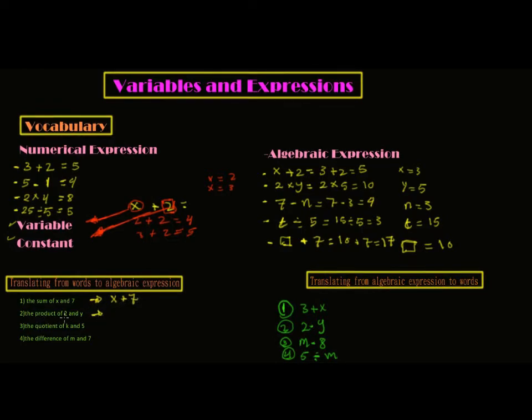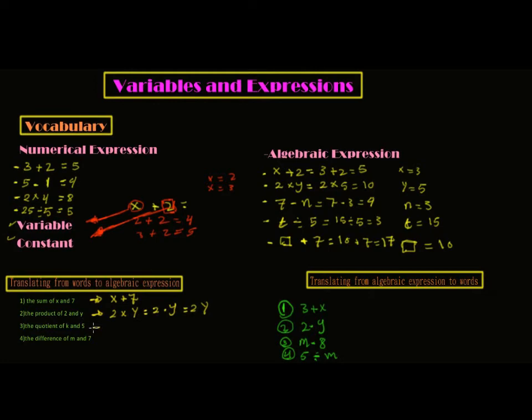The second one, the product of 2 and y. The product means I will find the result of multiplication. So here I have two elements, one of them is 2 multiplied by, another one is y. So our expression is going to be 2 multiplied by y. But in some cases, students read it as 2xy. In the multiplication case, we just replace the multiplication sign by a dot. So I could write that expression like 2 dot y, or like 2y. So 2y and 2 dot y also equal 2 multiplied by y.